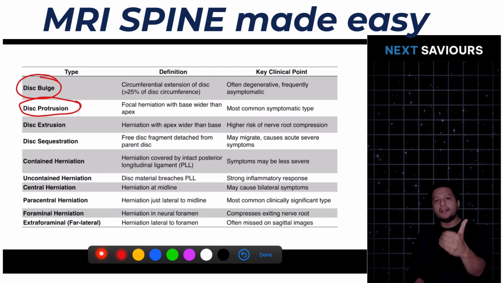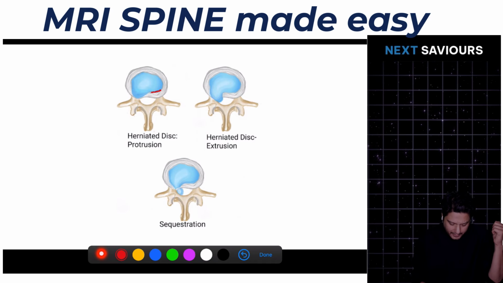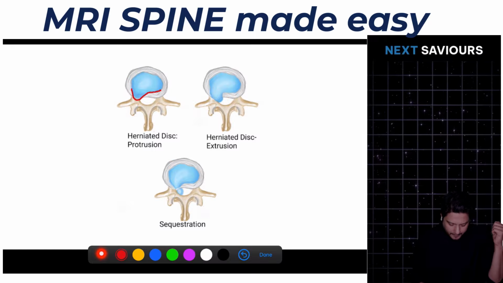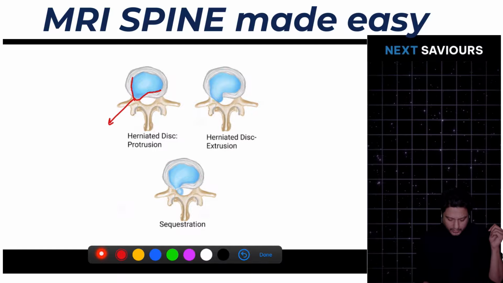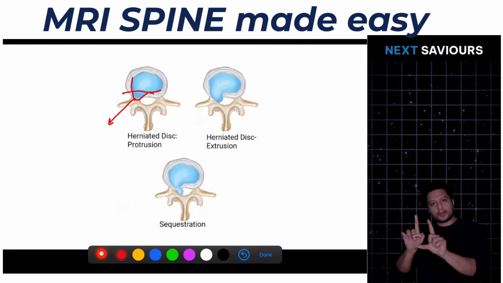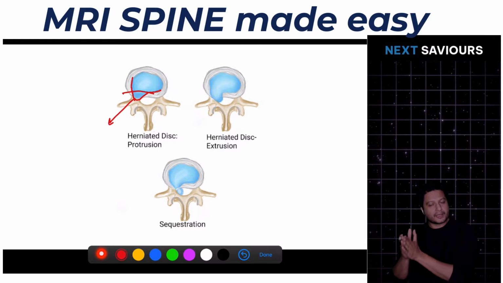Second is protrusion of the disc. Now, how will you identify a disc protrusion? In this case, the disc material is coming out of its content, but the apex is taper in comparison to the base. That means it is having a broader base in comparison to the apex. So this is how the protrusion of the disc is identified.